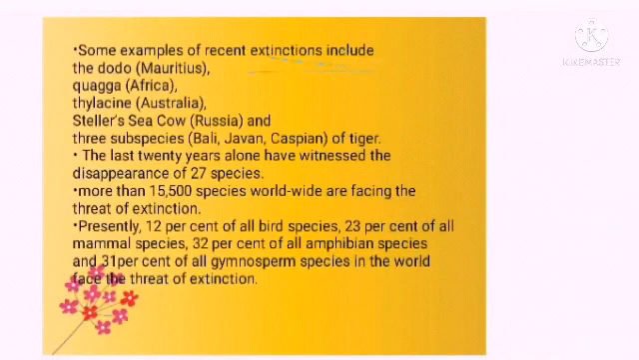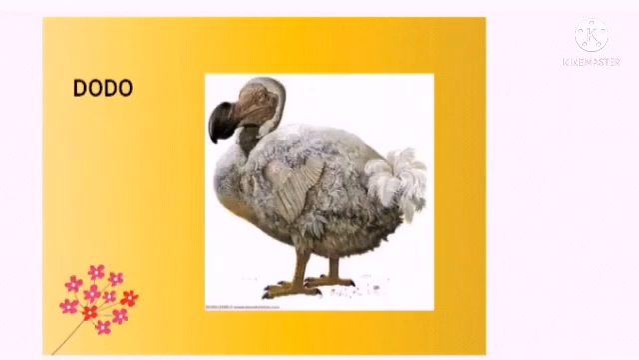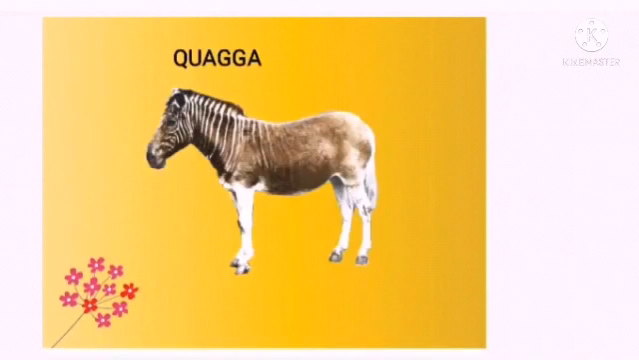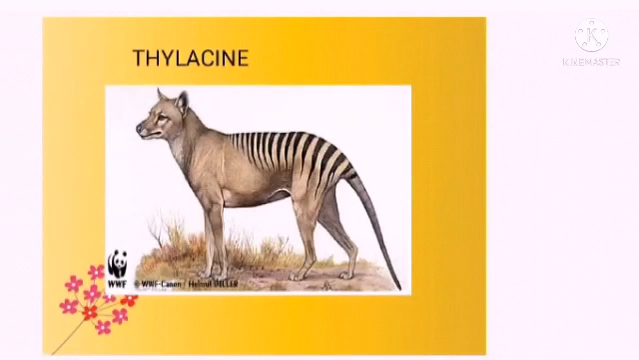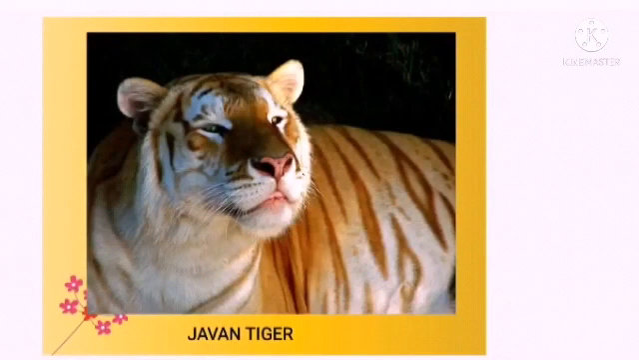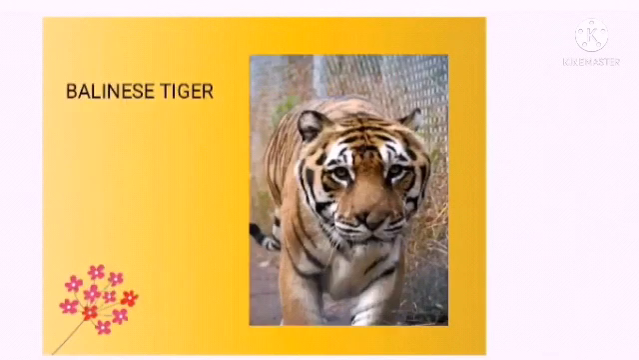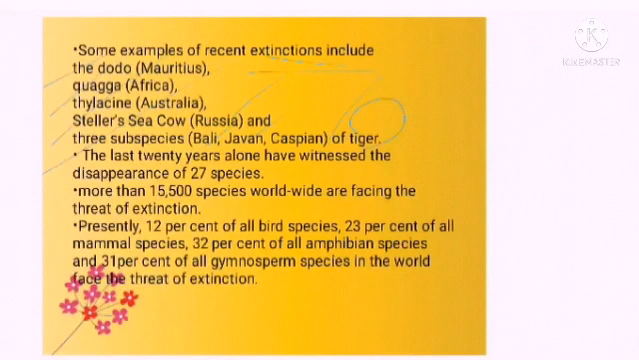Some species which have gone extinct in recent years: dodo, quagga in Africa, thylacine in Australia, Steller's sea cow in Russia, and 3 subspecies of tiger, Bali, Javan and Caspian, have become what? Extinct. So this is the dodo, clear. Thereafter the quagga became extinct, the thylacine became extinct, the Javan tiger. Thereafter the Balinese tiger. So these are some of the animals which have become extinct. Clear?